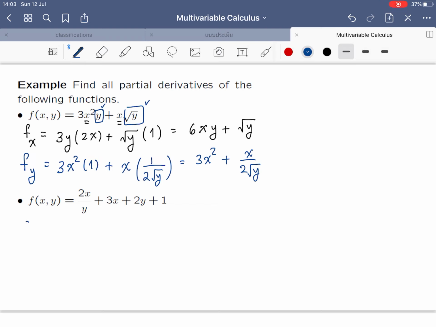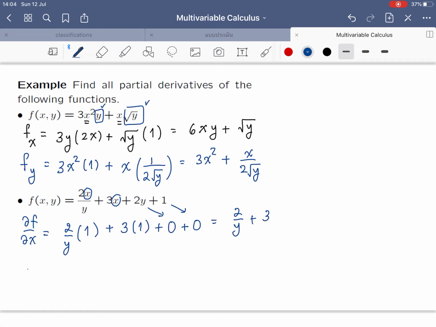This one, if you want to find a derivative with respect to x, your x here is a variable, your x there is a variable, the rest they're constant. So you pull out the 2y, a derivative of x with respect to x, you pull out the 3, again a derivative of x with respect to x. What is a 2y? It's a constant, so a derivative is 0, and 1 is also a constant, a derivative goes to 0. So it is simplified to be 2y plus 3.